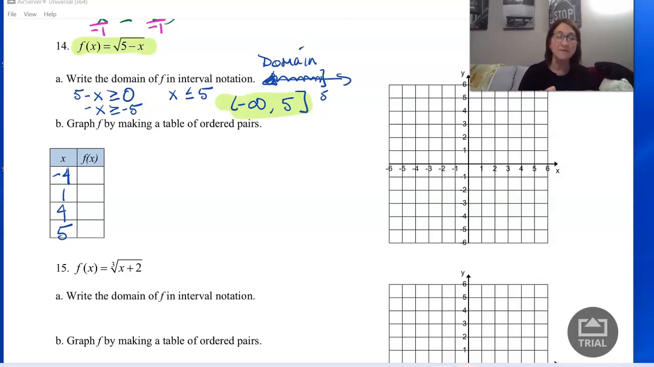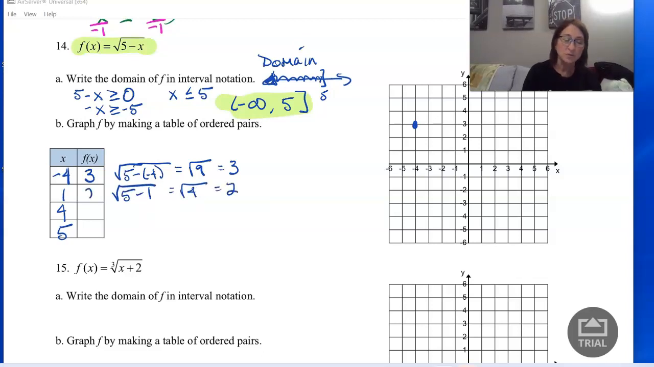When I plug in a -4, I'm going to get the square root of 5 minus -4, which is the square root of 9, which is 3. So I get -4, 3. Let's plot it. There it is. Now let's plot 1. It's going to be 5 minus 1, which is the square root of 4, which is 2. So we'll plot 1, 2. There we go. Now let's put 4 in. So 5 minus 4, the square root of 1, which is 1. So if we plot 4, 1, there we go.